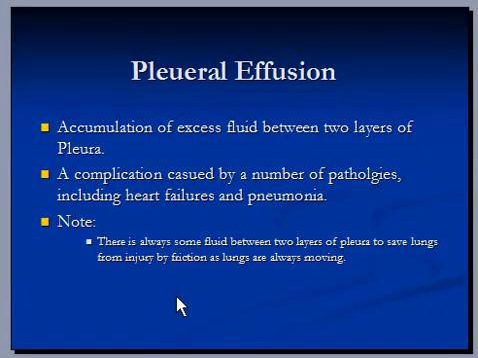Pleural effusion. It is accumulation of excess fluid between two layers of pleura, parietal pleura and visceral pleura, and it is a complication caused by a number of pathologies that includes heart failure and pneumonia. The thing to be noted here is that there is always some fluid between two layers of pleura to save lungs from injury by friction, as lungs are always moving. It is only when an excess amount of fluid gets accumulated in pleural cavity that it is regarded as abnormal.